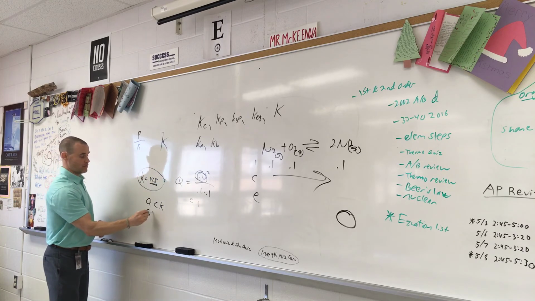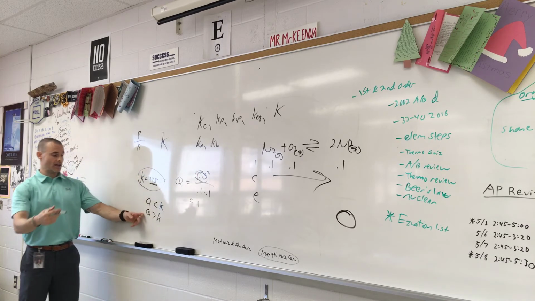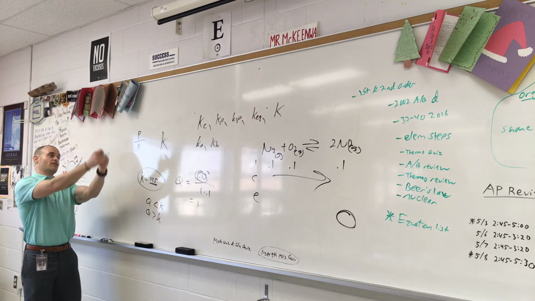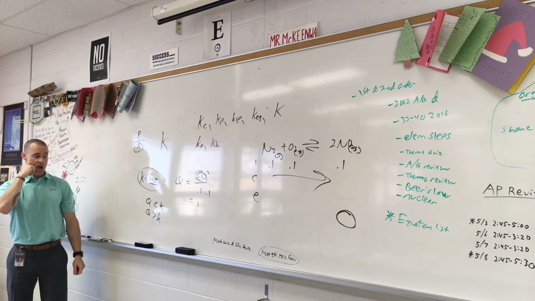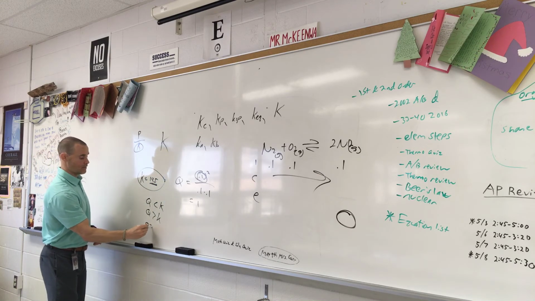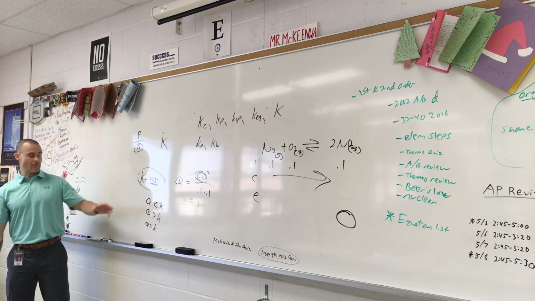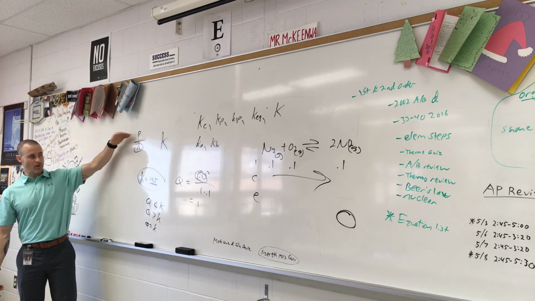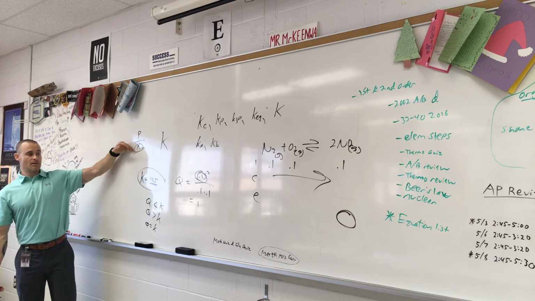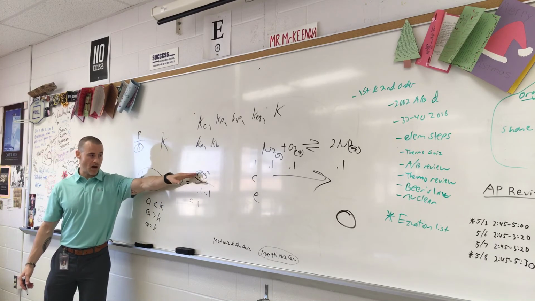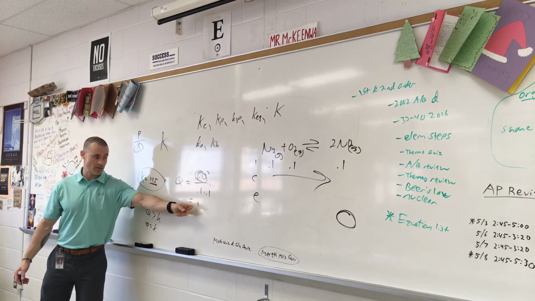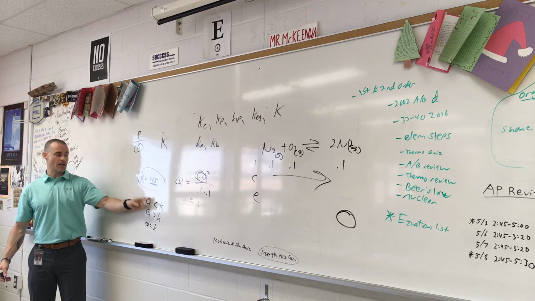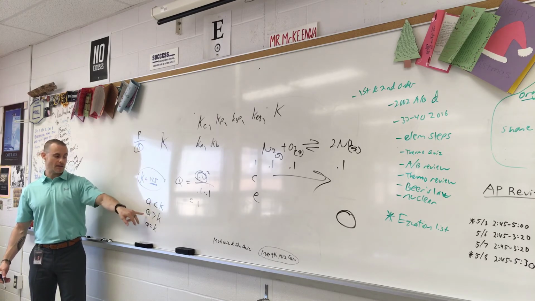And the opposite is true. If Q is really big and K is small, the only way to decrease that number is to shift to the left to make more reactants. And if Q is equal to K, you're at equilibrium. I'd rather you not memorize it. I want you to understand it's about products over reactants. If your product-reactant ratio is small and it's larger at equilibrium, there's no way that number can get bigger unless you shift to the right. So you favor products, and the opposite is true.